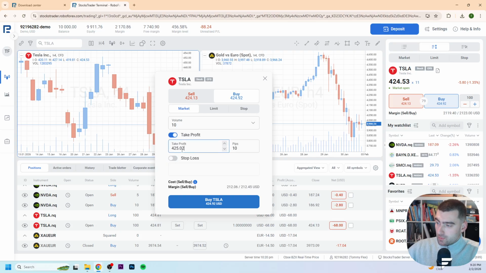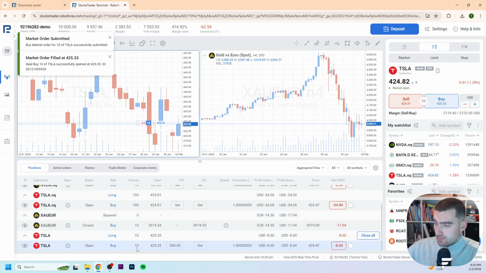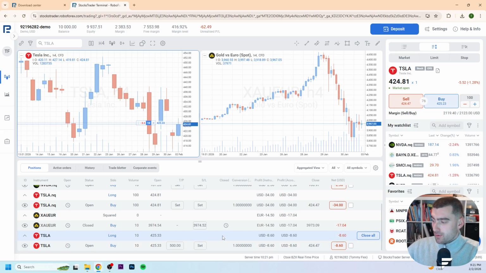Then what we can do is fill in right here the profit that we want to take when it will increase. So let's say we want to take the profit at 500, that is around 7,500 pips. And right now we want to do this. So what we're going to do now is click on buy Tesla, and then right now it's standing right here. We have a volume of 10 pips, and when it increases 500 euros, we will take the profit of Tesla. So this is how you can take profit on RoboForex.